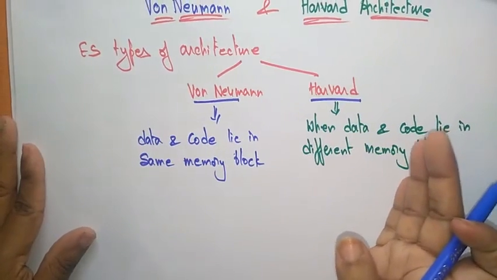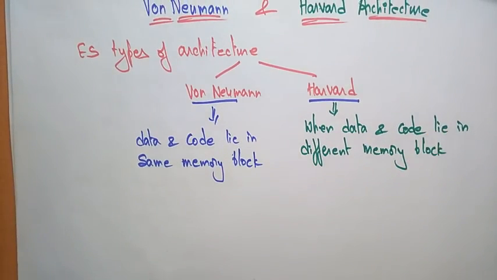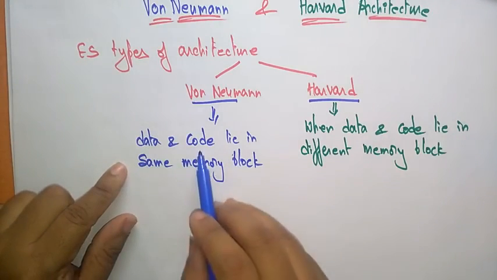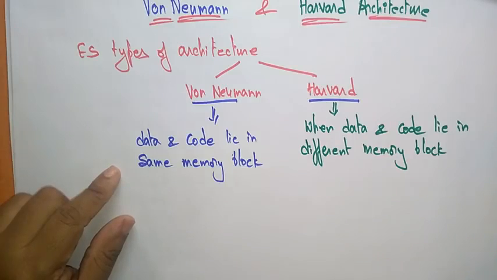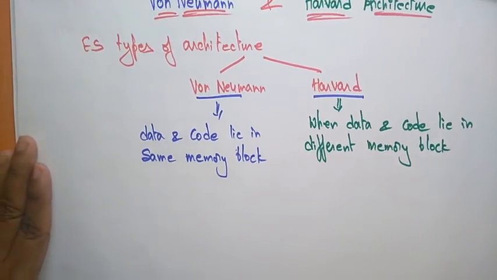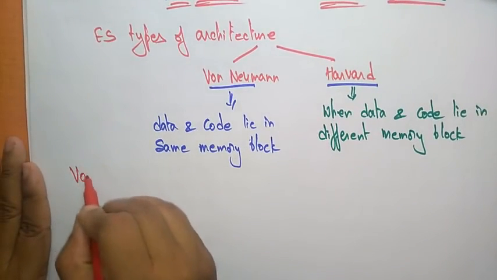That is the main difference between von Neumann and Harvard. In the Harvard architecture, the data and the built-in code, that is, data memory and instruction memory, lie in different memory blocks. They are separate memory blocks. Whereas in von Neumann architecture, both the data and the instructions are stored in the same memory block. So let me explain exactly what the von Neumann architecture consists of.